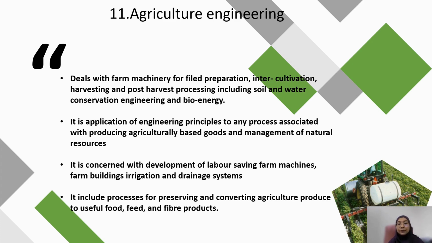So by using the machinery, the activities during the planting will be easier because the help of the machine will reduce the cost and also improve time efficiency. It includes processes for converting unconverted agriculture products to useful food, feed, and fiber products. For example, you have a raw material and you want to do your own feed formulations. You can use some machinery to create pellets.